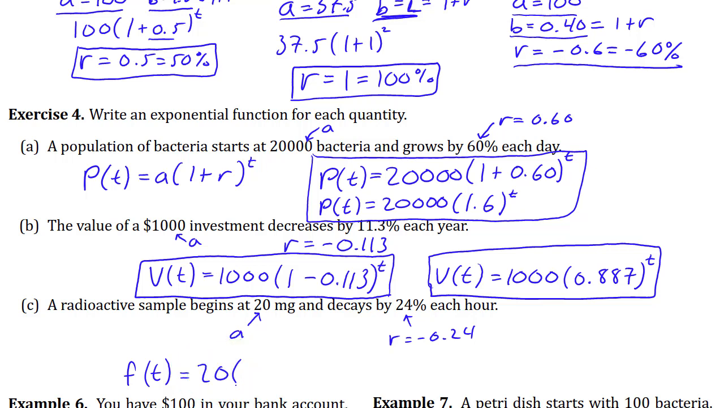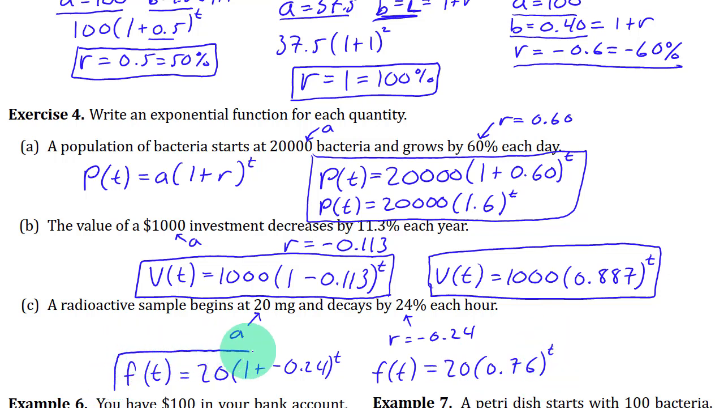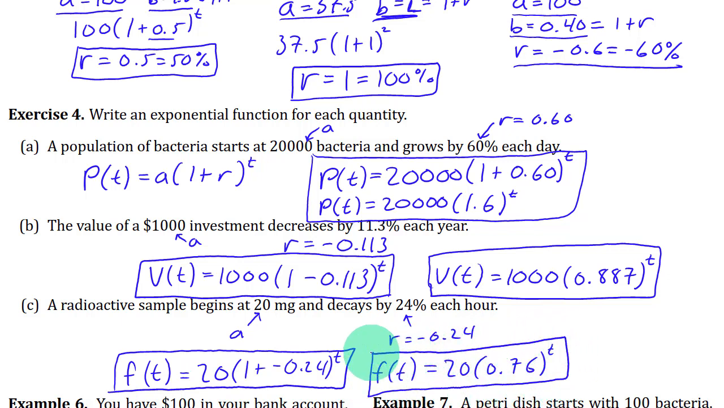So f of t starts at 20 milligrams. So that's the A. And then the 1 plus R is going to be 1 plus negative 0.24 to the power t. So 1 minus 0.24 is the same thing as f of t equals 20 times 0.76 to the power t. So in other words, decreasing what you have by 24% every hour is the same as multiplying what you have by 76% every hour. All right, so good work on those exercises.